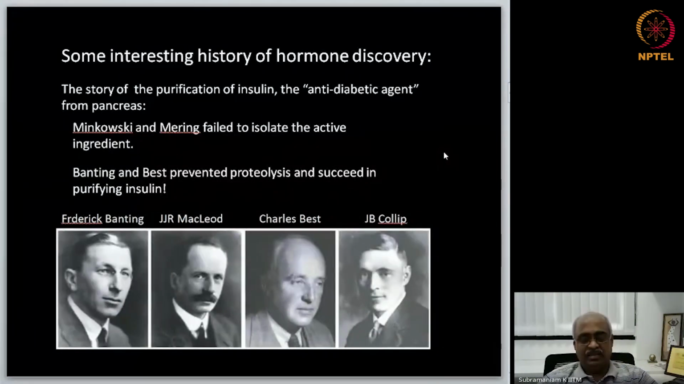But in the late 70s and early 80s, when recombinant DNA technology came, people were able to clone the human insulin-encoding gene in plasmids, put it in bacteria, and make the bacteria produce a lot of human insulin on an industrial scale. And that is what is currently used. Okay, so this is the story of the discovery of insulin.